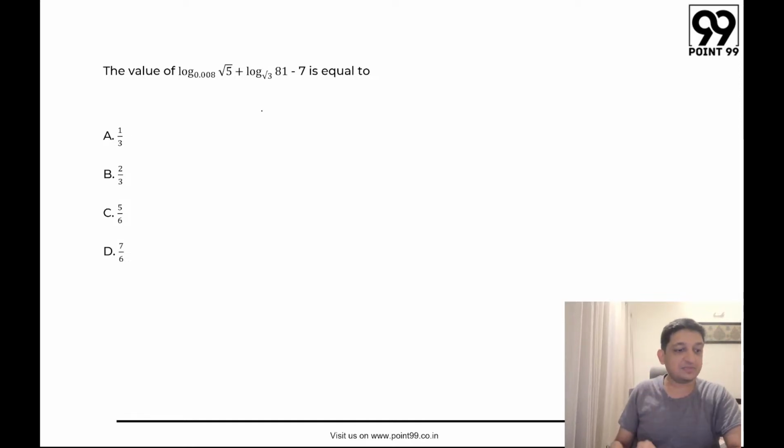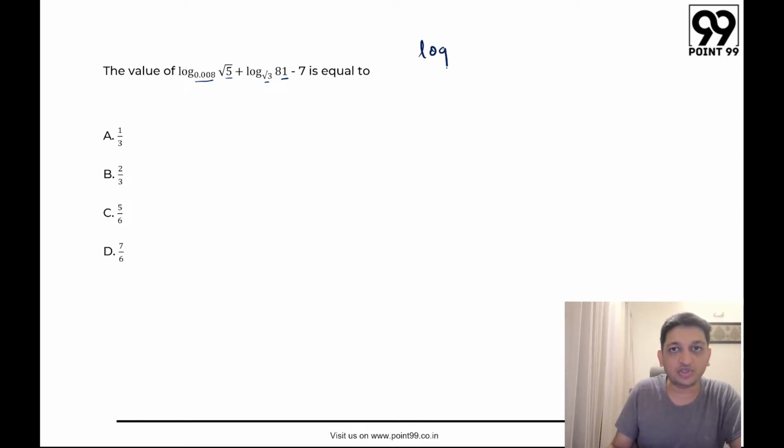So let's start with this particular question and see what we can do here. The first thing we have to do here is simplify this particular expression. Now this is 0.008 here, root 3, 81, root 5, and so on. So the first thing we have to understand is what exactly this formation is.